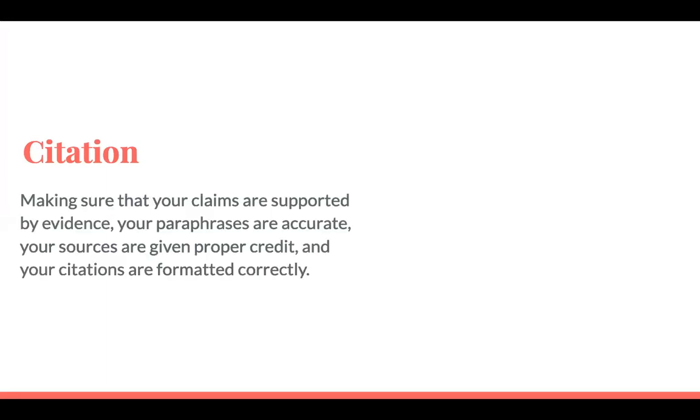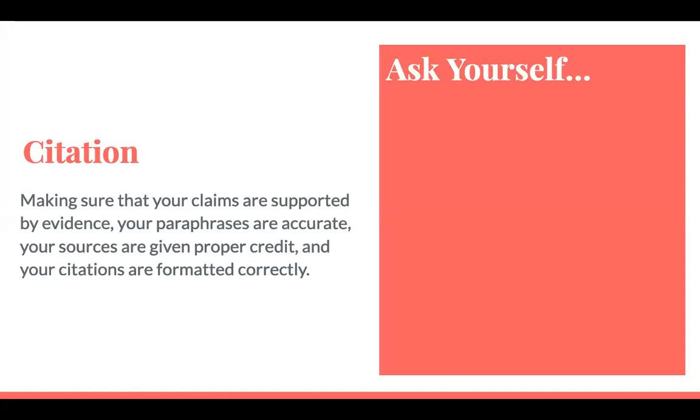Okay, so the next type of editing I want to look at is editing for citation, which is of course very important. So here, you want to make sure that your claims are supported by evidence, your paraphrases are accurate, your sources are given proper credit, and your citations are formatted correctly. So ask yourself the following questions. Right, are my sources credible? First thing to ask, right? Am I using academic sources, or did I just Google this topic and find some random link, right?